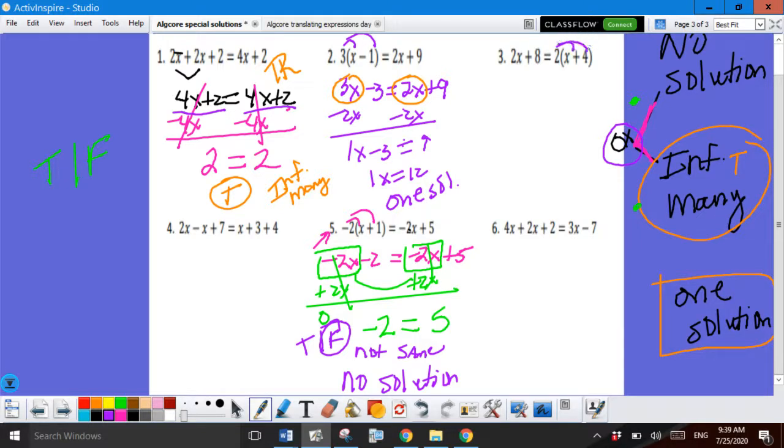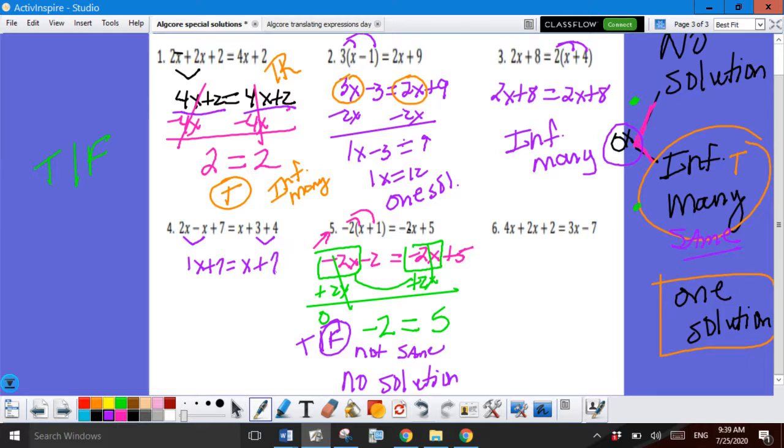Okay, let's look at this first one here and see how you did. 2x plus 8 equals 2x plus 8. I notice that they're exactly the same, and if they're exactly the same, that is infinitely many. So I know this one is infinitely many. Let's look at the next one. 2x minus x, that's 1x plus 7. And over here, 3 plus 4 is 7, so x plus 7. Are those the same? Yep, 1x and x, those are the same. So this is also going to be infinitely many.